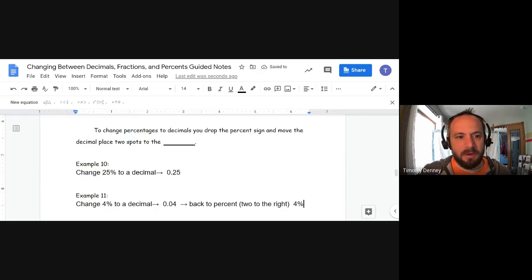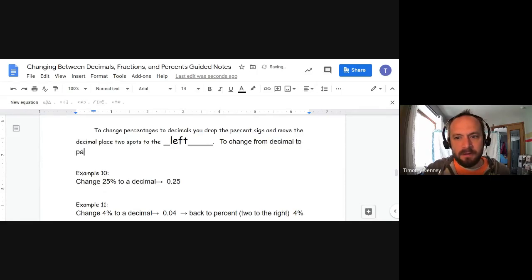So to change percentages to decimals, you move it to the left. To change from decimal to percent, move it to the right.